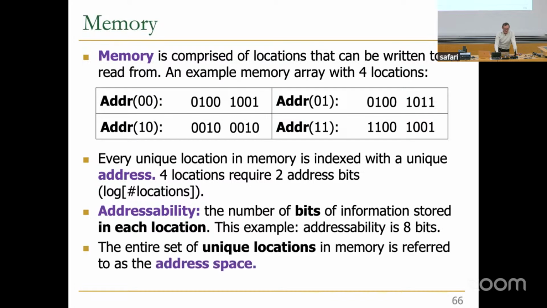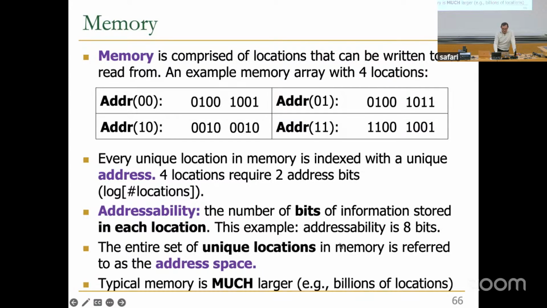Okay, that's addressability. And the entire set of unique locations in memory is referred to as the address space. Okay, in this case, our address space is 4. We have 4 locations in memory, right? Does that make sense? And each location has 8 bits.